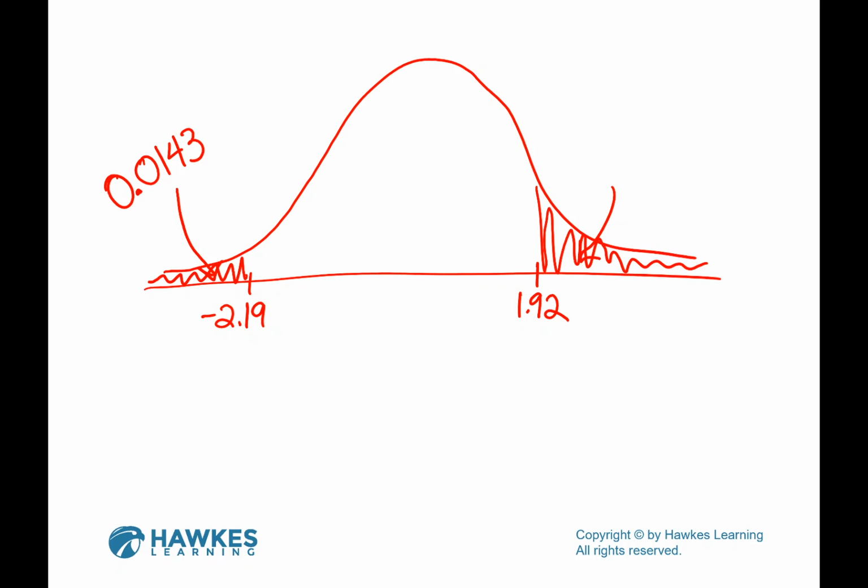And then I need the area to the right of 1.92, so what do I look up? Well, area to the right of this one. I'm going to look up the opposite. Look up negative 1.92. Negative 1.92. 0.0274.